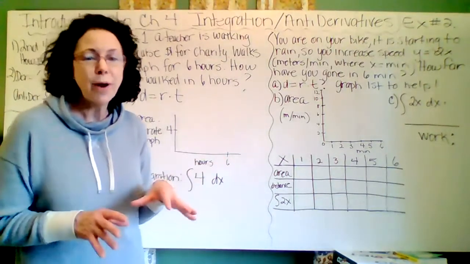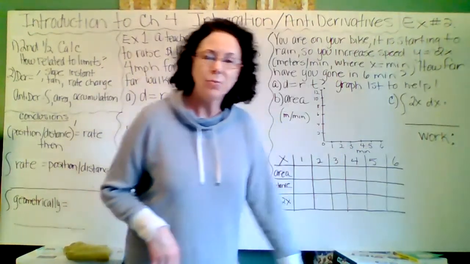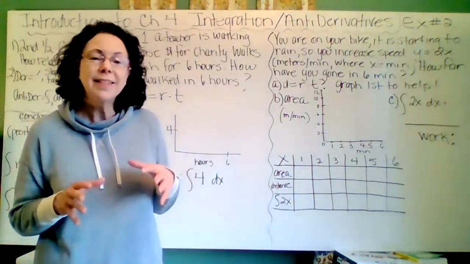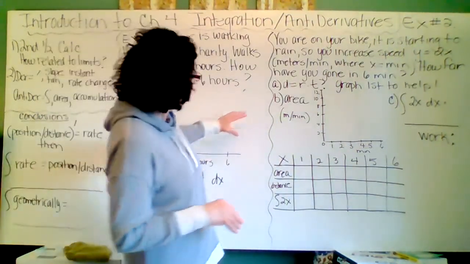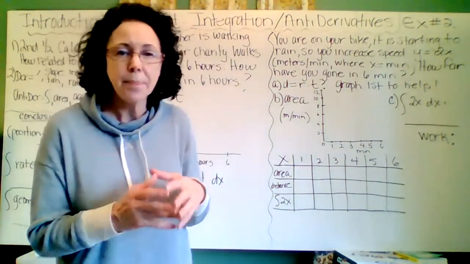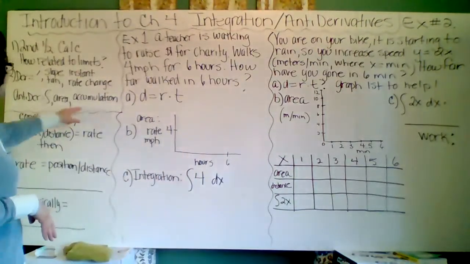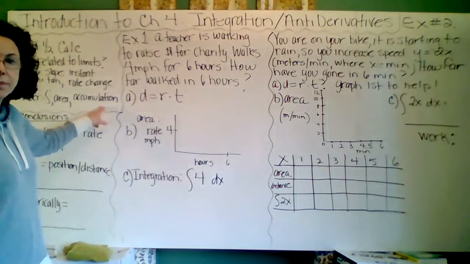So when we look at a graph now and they ask us about an antiderivative, we're going to be looking at the area between the function that is graphed and the x-axis. So that's how it shows up. What does it mean? An integral or an antiderivative is accumulation.